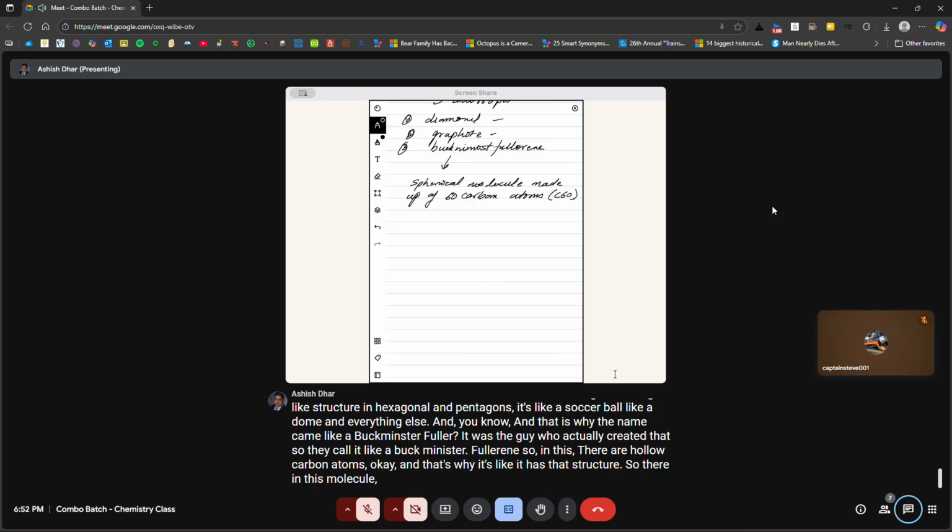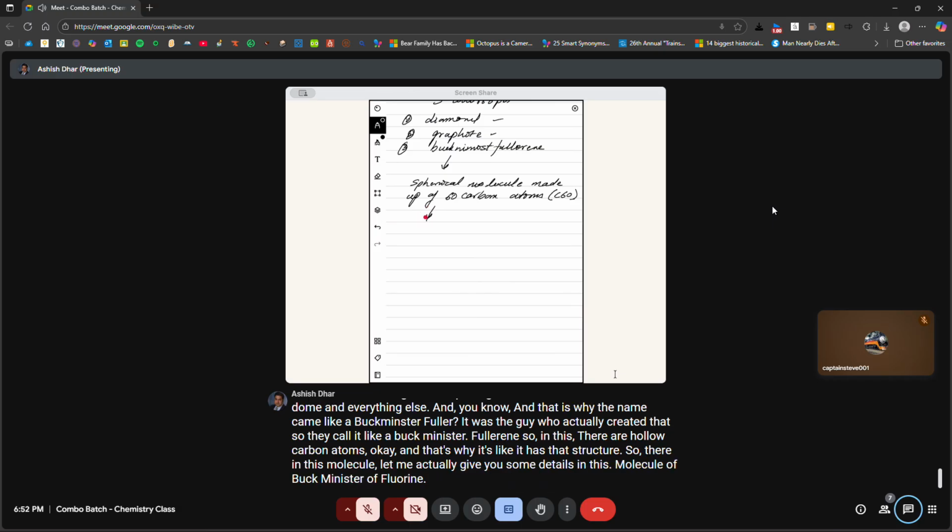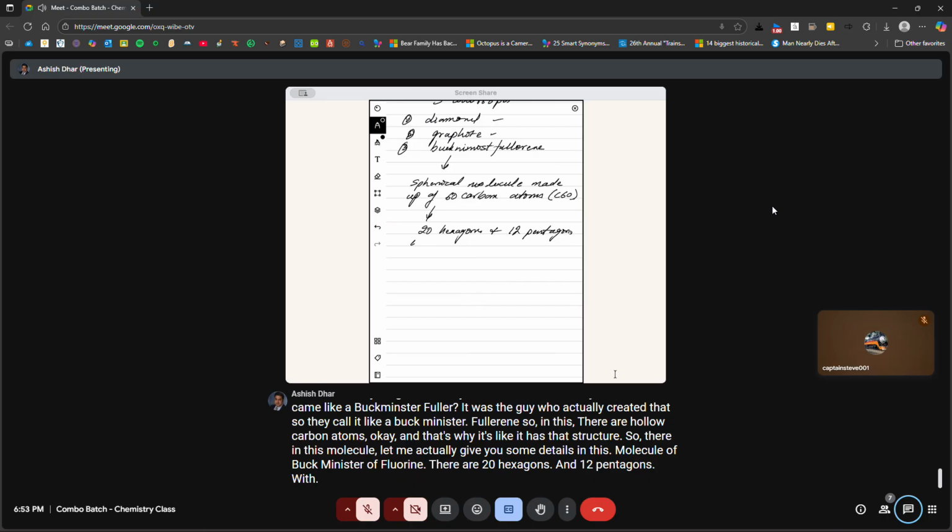Let me actually give you some details. In this molecule of Buckminster fullerene, there are 20 hexagons and 12 pentagons, with each carbon atom bonded to three others.